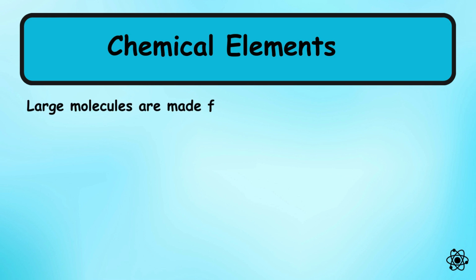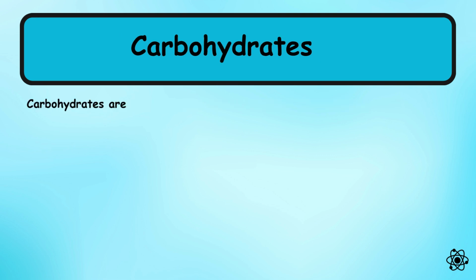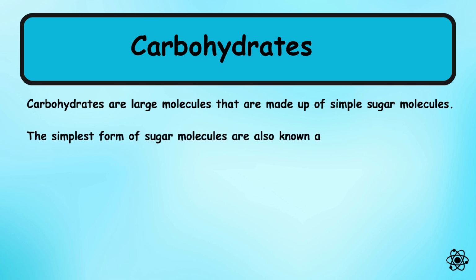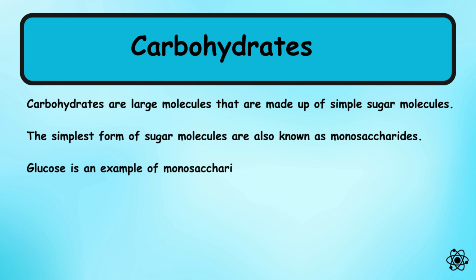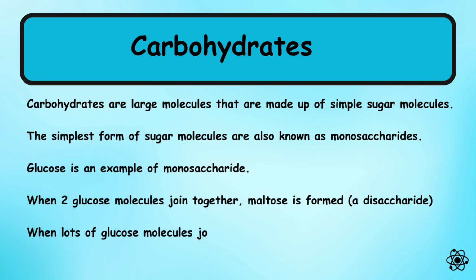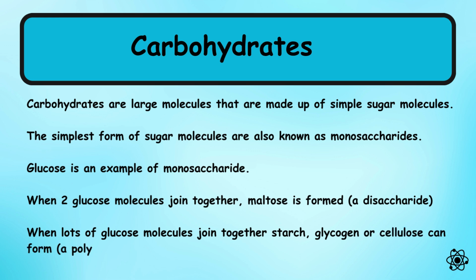We need to know that large molecules are made up of smaller molecules. The first is carbohydrates. They are large molecules made up of simple sugar molecules. The simplest form of sugar molecules are also known as monosaccharides. Glucose is an example of a monosaccharide. When two glucose molecules join together, maltose is formed, which is a disaccharide. When lots of glucose molecules join together, starch, glycogen, or cellulose can form. They are called polysaccharides.